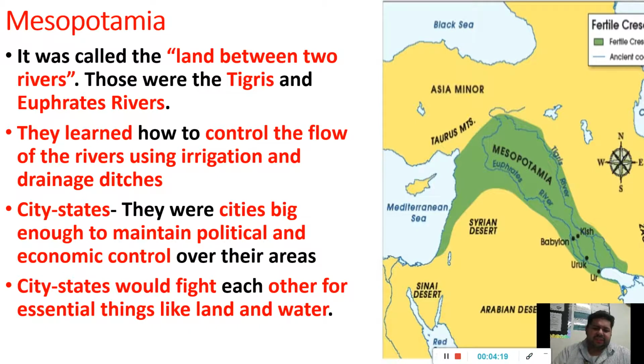Now, city-states, these were cities that were big enough to maintain political and economic control. All right, they didn't really need a nation. They were just basically cities who were self-sufficient. They could take care of themselves. Now, city-states would fight each other for essential things, primarily land and water, especially water. Drinkable water. That was key because, as you can see around, that's a desert area. So to have fresh water was immense.